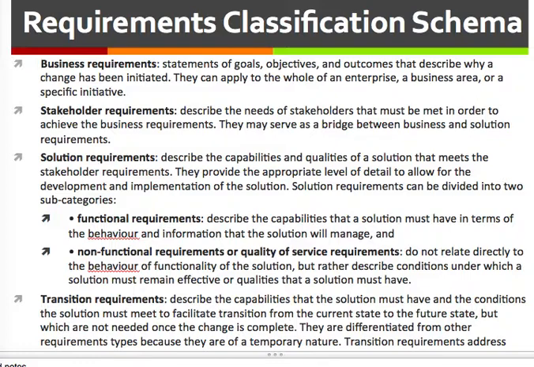Transition requirement also includes how to operate the solution and what things a person has to do.